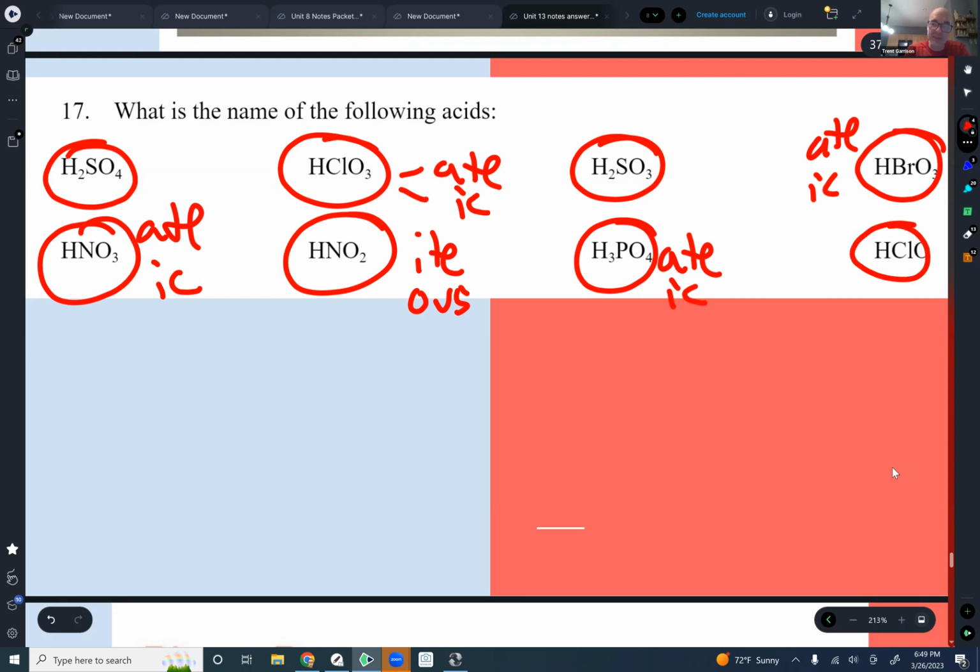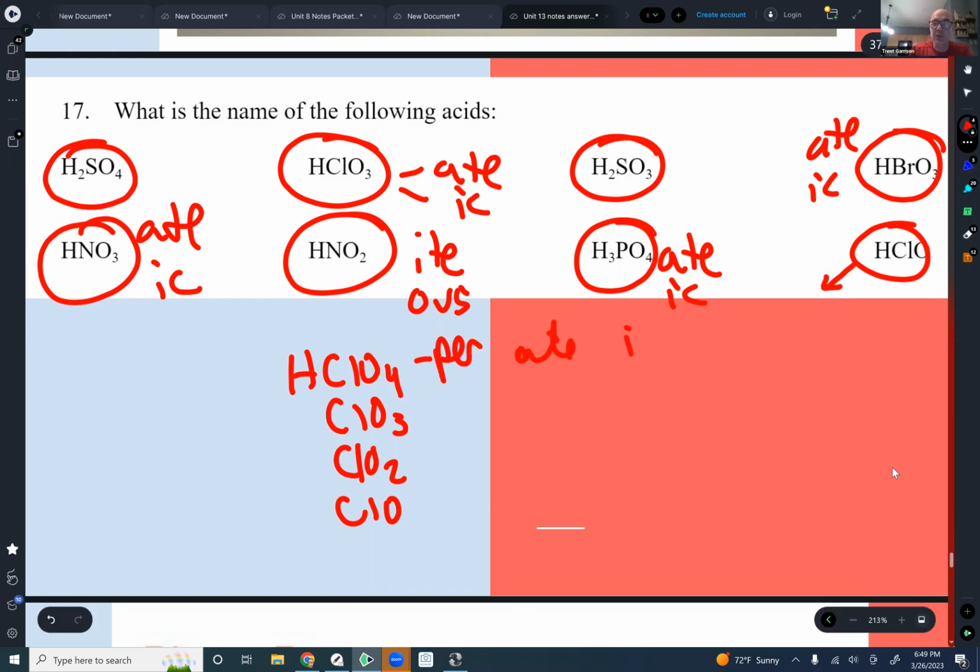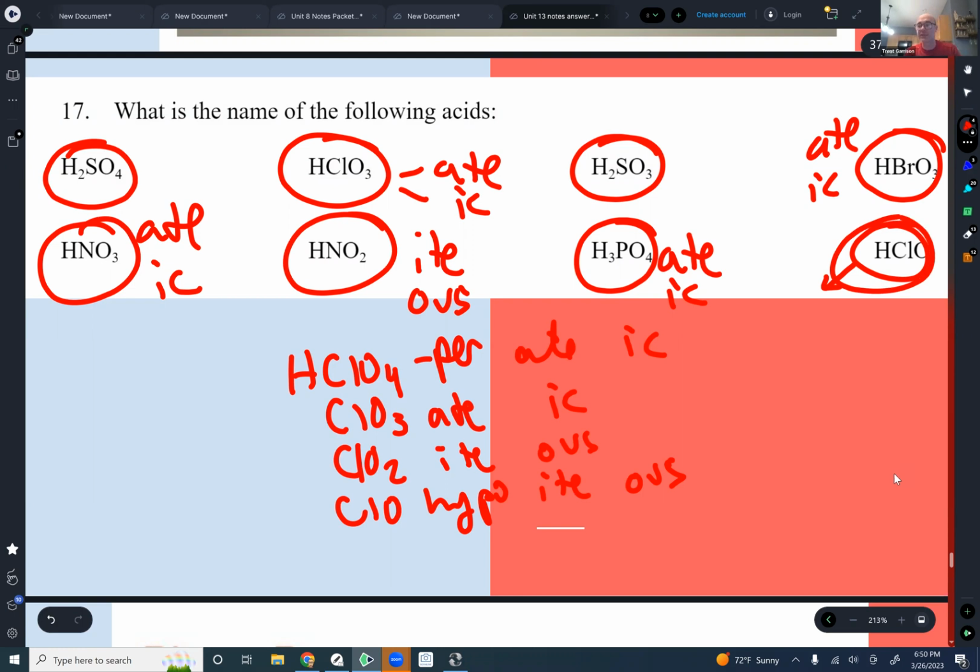And now here's a tricky one, because this one has four different suffixes. There is HClO4, ClO3, ClO2, and ClO. This is perchlorate, so it would be perchloric. This is just chlorate, so it becomes chloric. This is chlorite, so it becomes chlorous. And this is hypochlorite, so it becomes hypochlorous. Hypochlorous is the name for this last one.